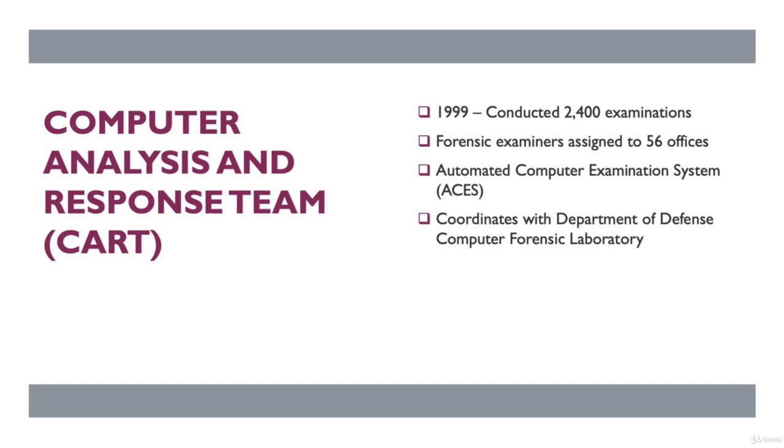So here we have CART, the Computer Analysis and Response Team. This is, as I noted before, part of the FBI laboratories. Within 1999, they conducted 2,400 examinations when it came to computer evidence, as well as provided technical support for investigations as well as prosecution of cases. As well, they are assigned to over 56 offices. When it comes to forensic examiners, they also have the automated computer examination system, which combines advanced computer hardware as well as software when it comes to conducting a lot of the routine examinations, with self-documenting as well as automation.